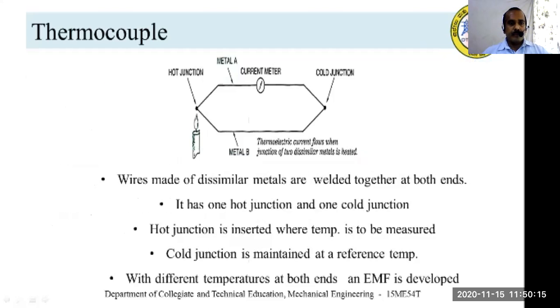So it can be understood very easily in this slide. Wires of two dissimilar metals are welded together at both ends. It has one hot junction and one cold junction. The hot junction is inserted where temperature is to be measured. The cold junction is maintained at a reference temperature or is open to the atmosphere. With different temperatures at both the ends, an EMF is developed. This EMF developed is proportional to the temperature at the hot junction.